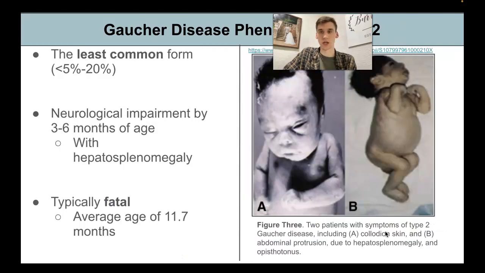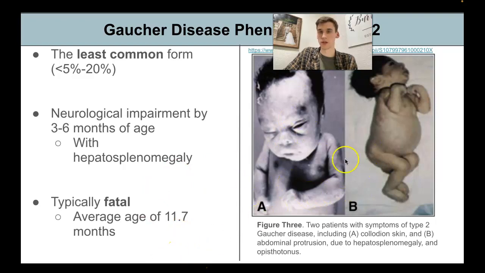So type 2 is the least common one. Generally, it's less than 5%, but some studies say it's up to 20%, so I add that in here. What's really the key thing here is that there's a neurological impairment early on, so 36 months of age. And of course, just like type 1, there's enlarged spleen and enlarged liver. This is usually fatal, almost every single time it is. So they usually don't live past a year.